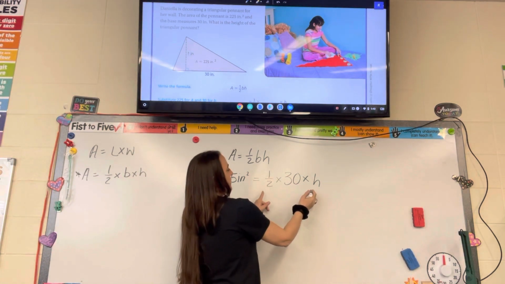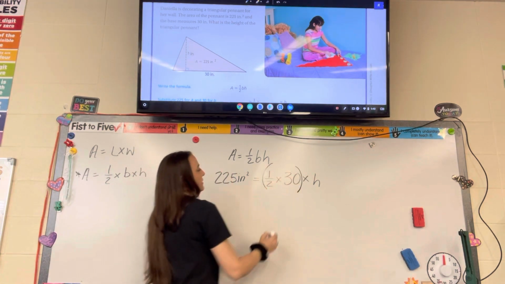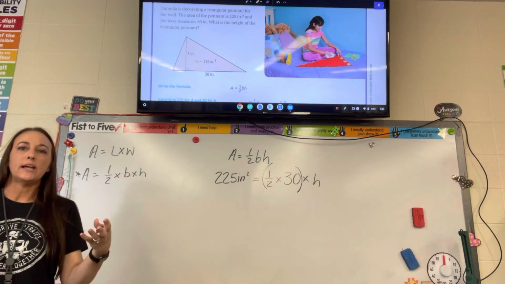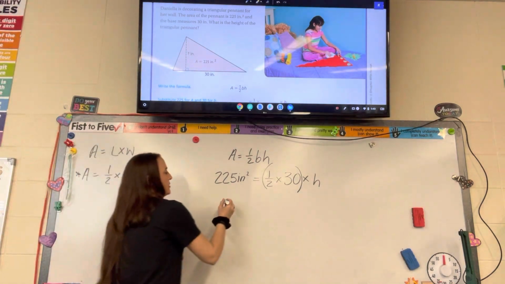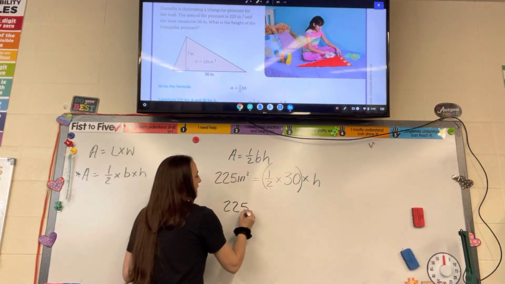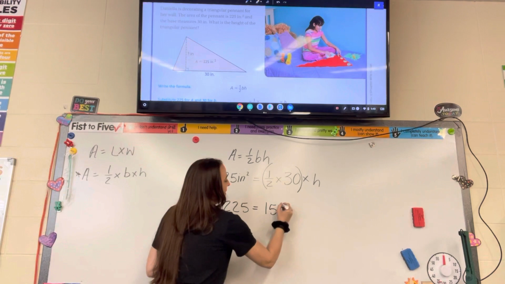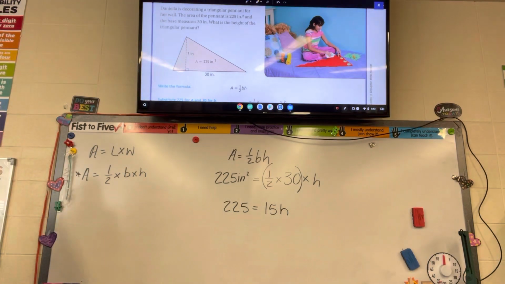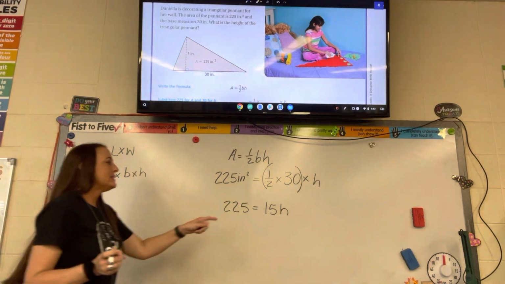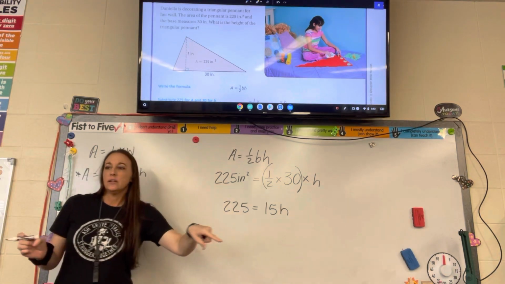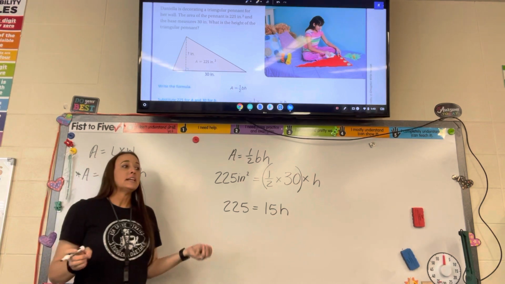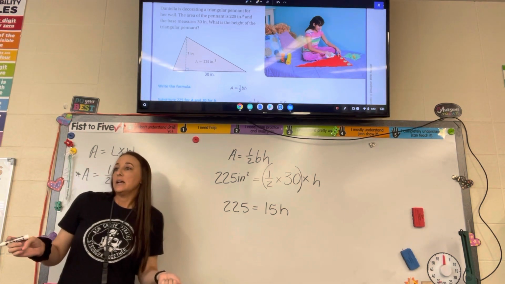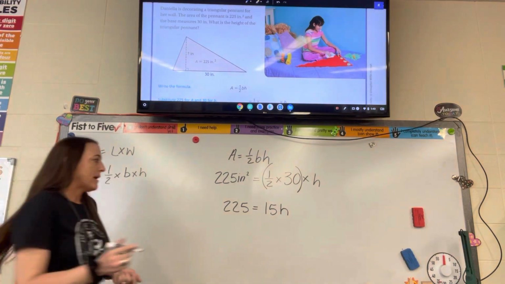We come over here and we've got two things that we can do. That operation first. What is 1/2 of 30? 15. So now we've got 225 equals 15 times h. We need to get that h by itself. What is being done to the h? It's being multiplied by 15. So what do we need to do to both sides? Wyatt. Divide by 15.